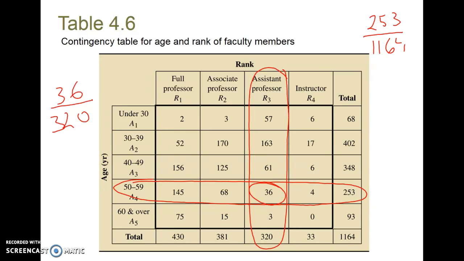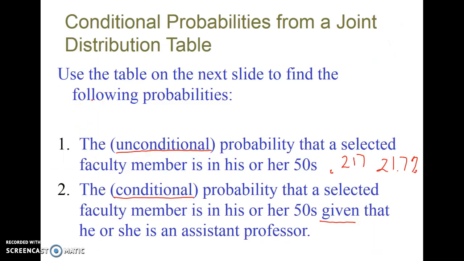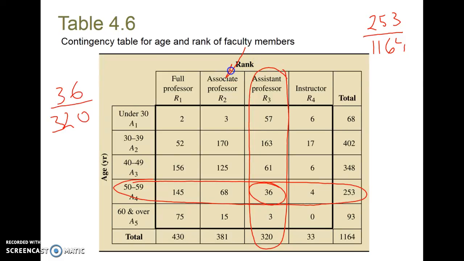If we take 36 divided by 320, that gives us 0.1125. And so the probability here is 0.1125. Or if we were using percents, 11.25% of the assistant professors are in their 50s. That's probably because by the time they're in their 50s, they're either changing to another profession or they're going to be an associate professor or a full professor. All right?